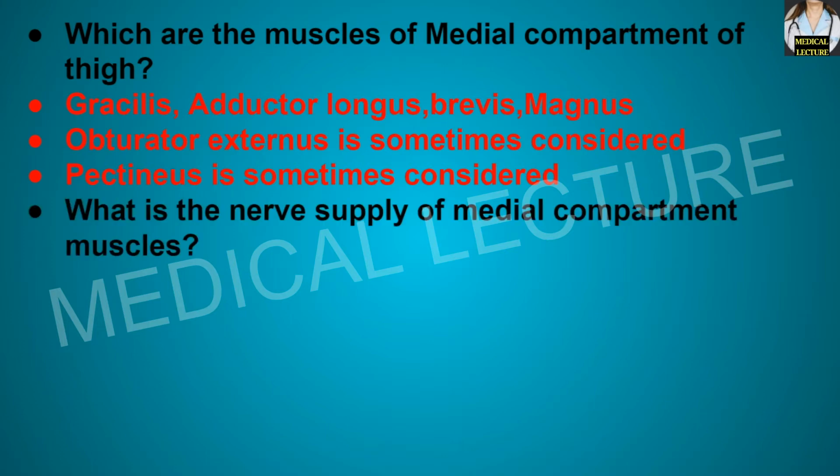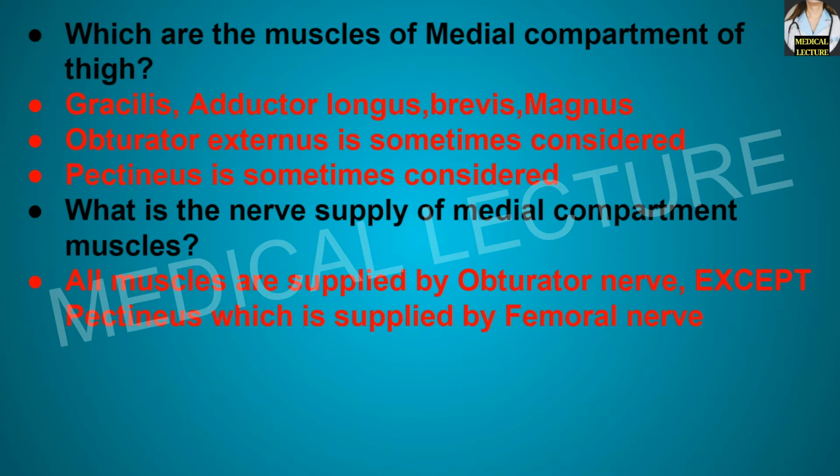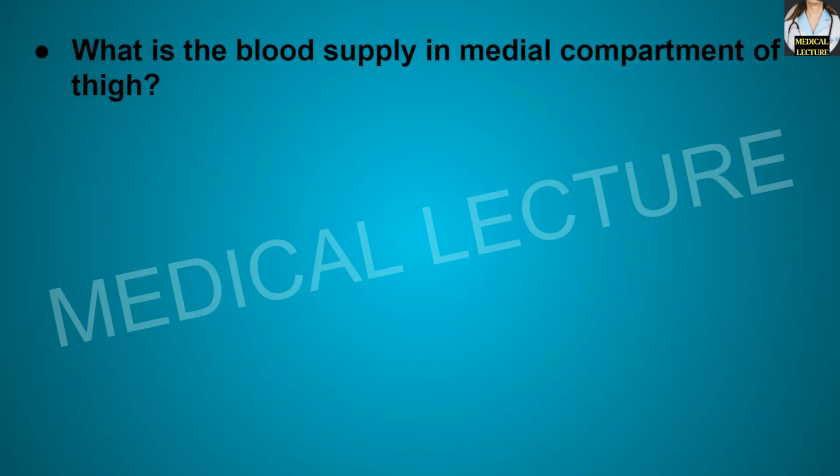What is the nerve supply of the muscles of the medial compartment of the thigh? All muscles are supplied by the obturator nerve except for the pectineus, which is supplied by the femoral nerve. Also remember, the adductor part of the adductor magnus is supplied by the obturator nerve, while the hamstring part of the adductor magnus is supplied by the sciatic nerve. What is the blood supply in the medial compartment of the thigh? They are supplied by the obturator artery and the medial circumflex femoral artery.